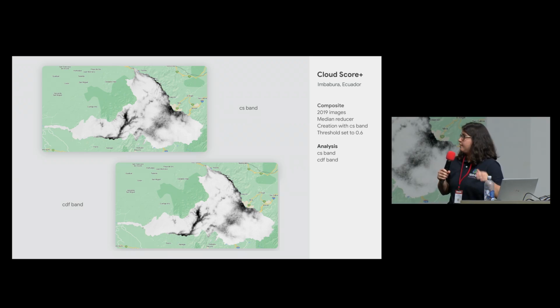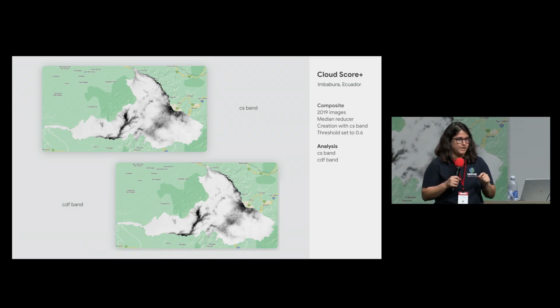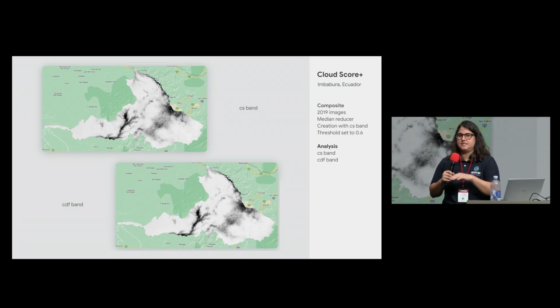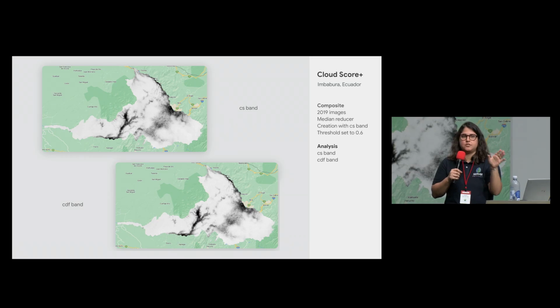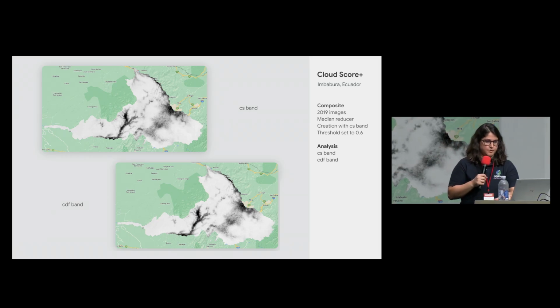And first, I started with the cloud score band with the threshold set to 0.6. And then I did some analysis, not only changing the threshold for the CS band and the CDF band, but also comparing the two as well, using the same threshold for both.